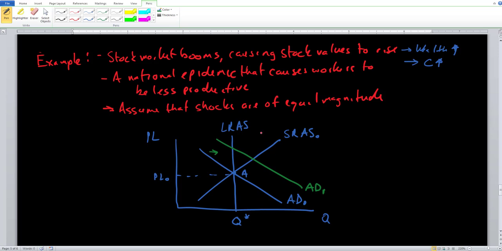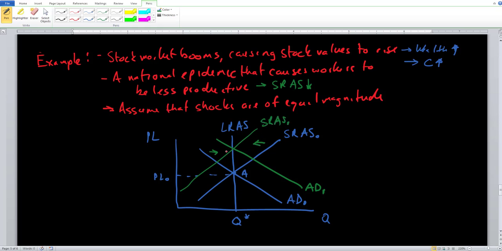Second shift, a national epidemic that causes workers to be less productive. Is this going to affect LRAS or SRAS? As we've noted in the previous video, we rarely shift LRAS unless we are explicitly told to do so. So anytime we introduce simultaneous shifts, we typically are going to shift aggregate demand and short-run aggregate supply. One will affect AD, the other will affect SRAS. In this instance, SRAS is going to decrease because workers are now less productive. Less productive workers just say, we're not going to be able to produce as many goods and services as before. So SRAS shifts to the left towards the origin. And we shift it over to the left as such.